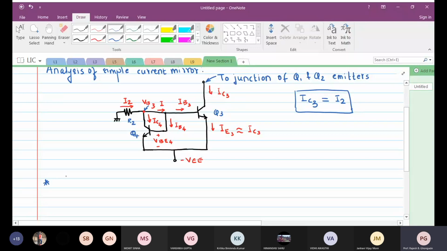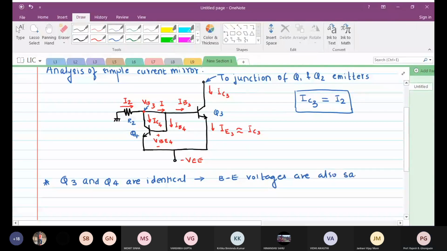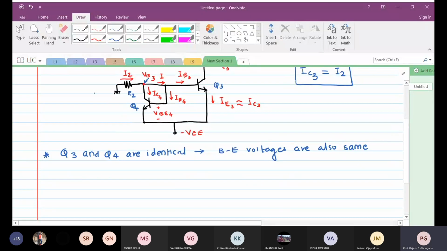First of all, Q3 and Q4 are identical. Identical as in their characteristics are the same. Since the characteristics are the same, the base emitter voltages are also equal. Let us use a proper word here, equal.